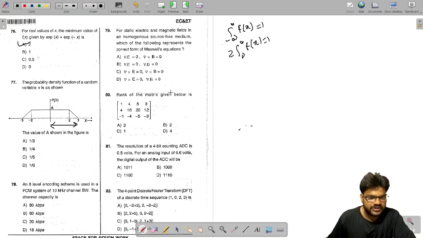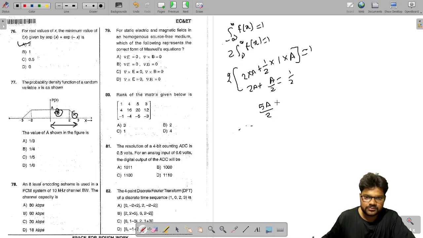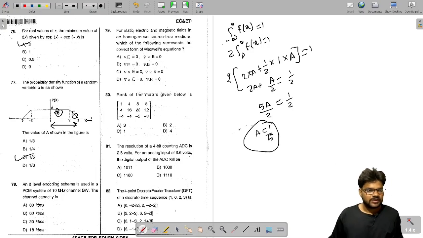So let us find out its area. This is a rectangle and this is a triangle. The rectangle area is 2 into a, plus the triangle area, which is half into base 1 into height a. So this is 2a plus a by 2 equals 1 by 2. So 5a by 2 is 1 by 2, and so a is going to be 1 by 5. So the correct option is C. Now let's go to the next question.